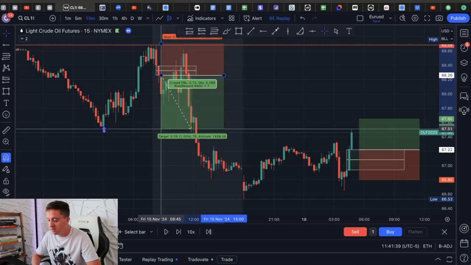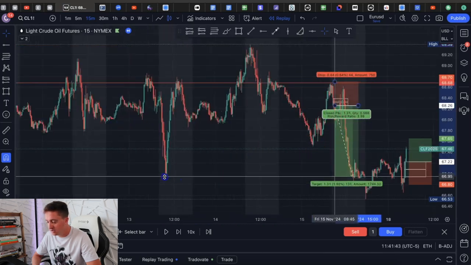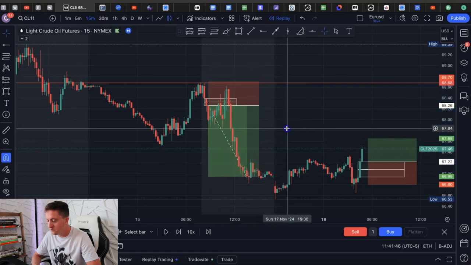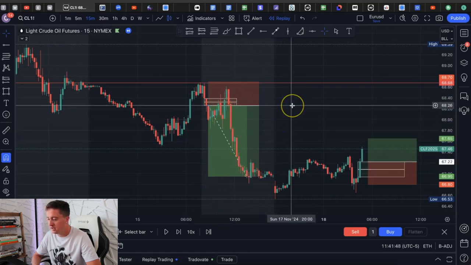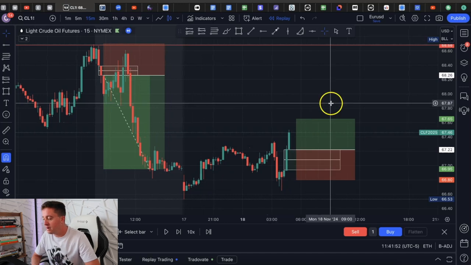And then for your TP, you could target previous lows. You can zoom out a little bit more and you can see this low down here. That would be a great target. And boom, that's how this trade would have played out right here for a bearish fair value gap. So now let's bring our focus back into here.